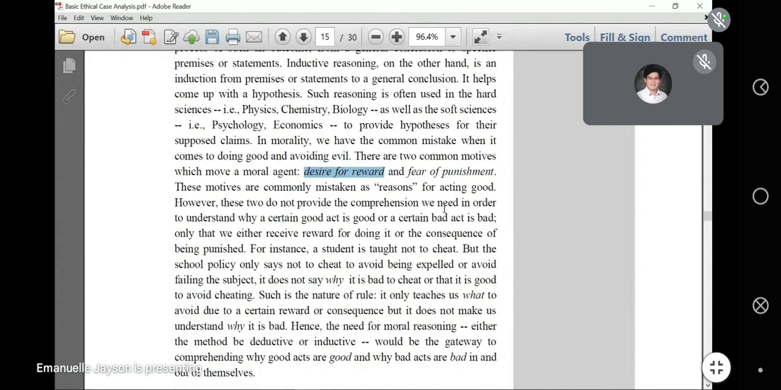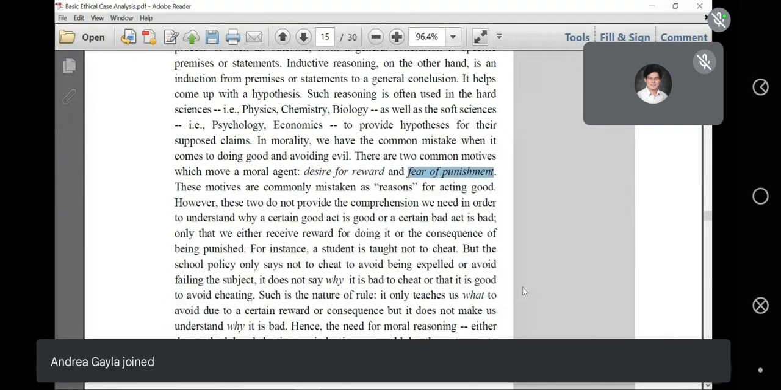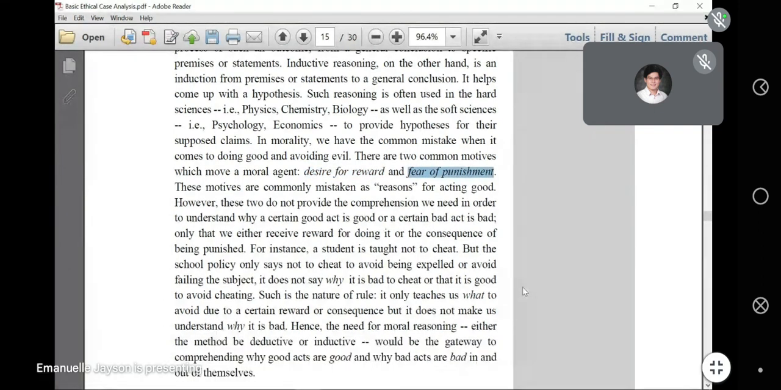For example, cheating. There's the fear of punishment of being kicked out of the school. So kapag ang reasoning behind mo is, hindi ako nag-cheat kasi ayaw kong matalsik or ayaw kong mapaalis sa school na ito, there's something wrong with that reasoning.